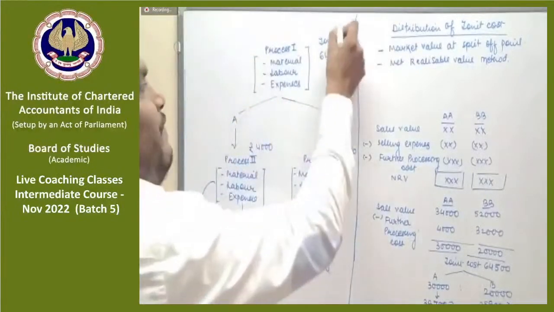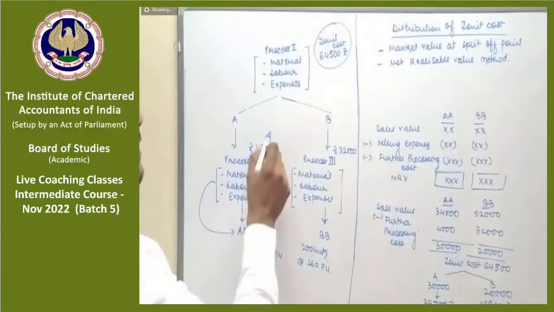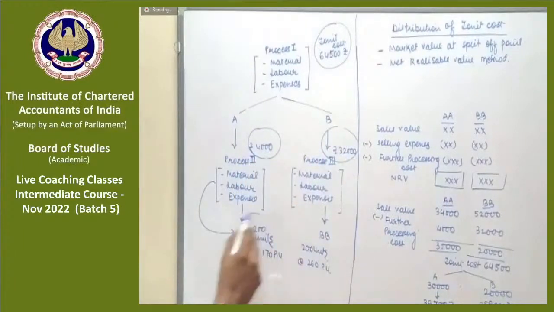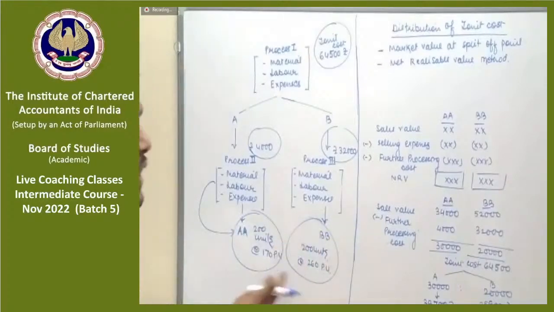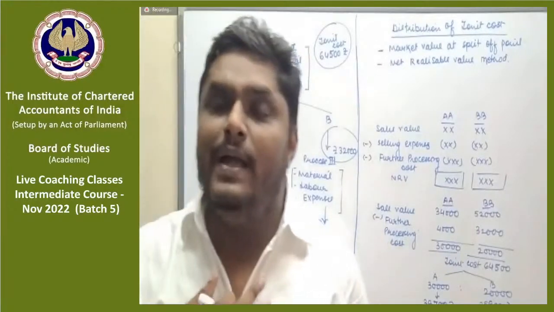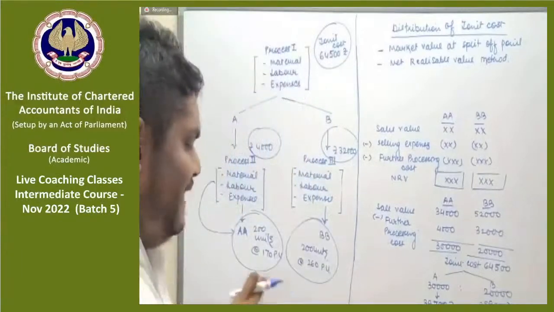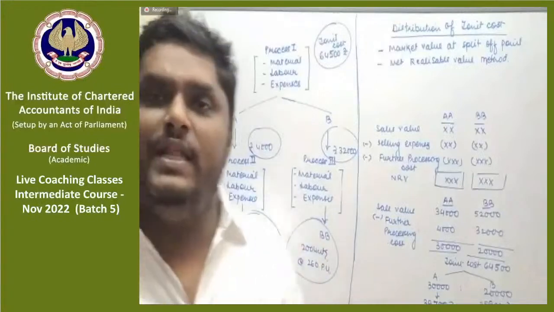Joint cost 64,500 is given in the question. Further processing costs 4,000 and 32,000 are given in the question, and the product can be sold in the market. Even if we are not selling in the market, some competitors are selling similar products, so we can easily get the sale value, and it is given in the question.